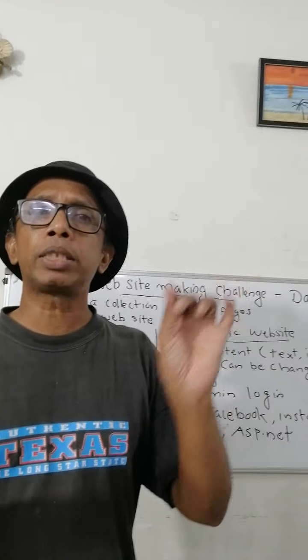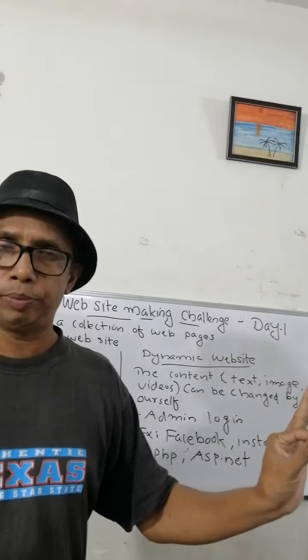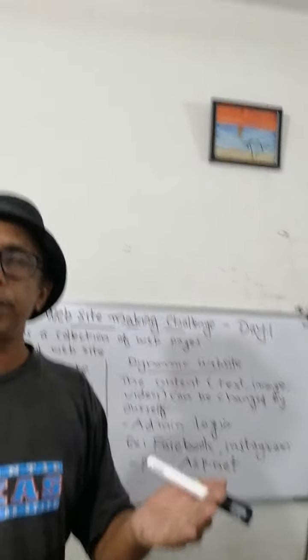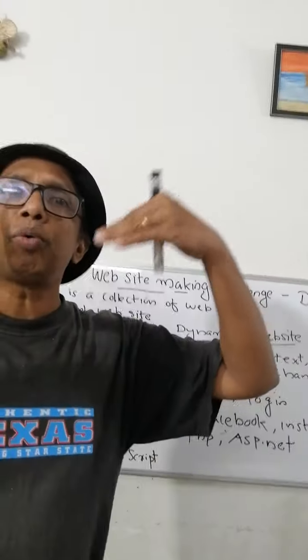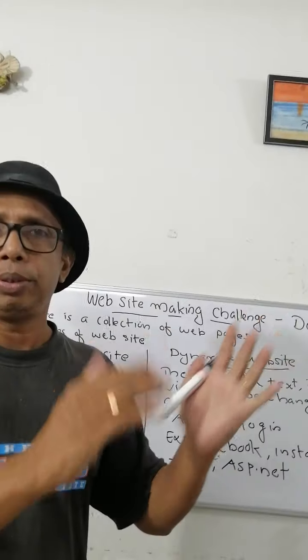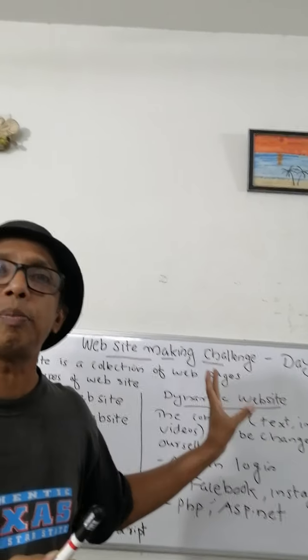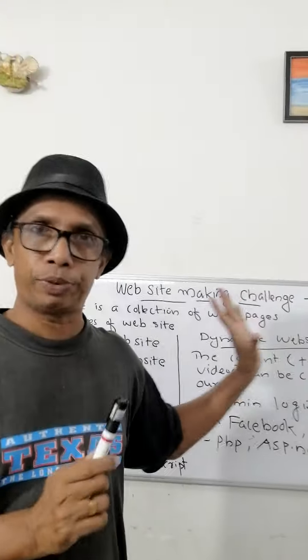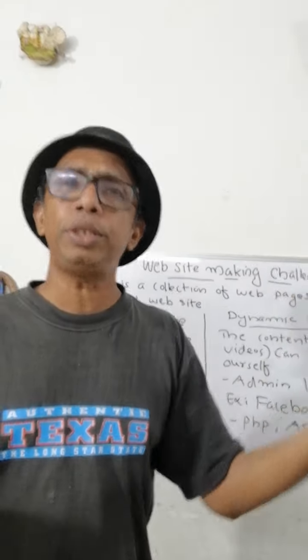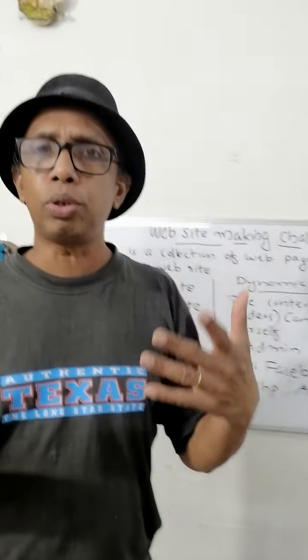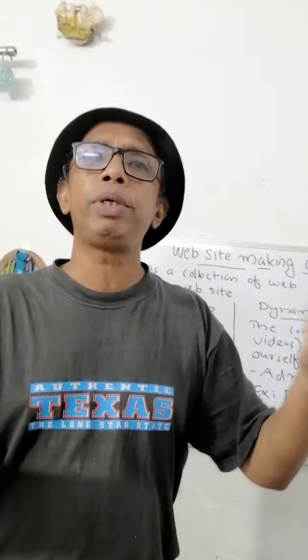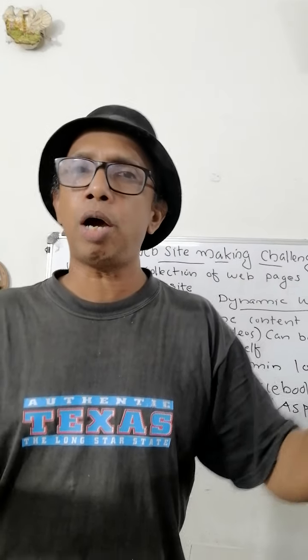That is the example. Facebook is the example of a dynamic website. We have a username and password. We can open Facebook, then we can post videos, text, everything. So that is the example of a dynamic website. Dynamic means it is changing, it is moving. Photos, videos, everything we can change as per our wishes.